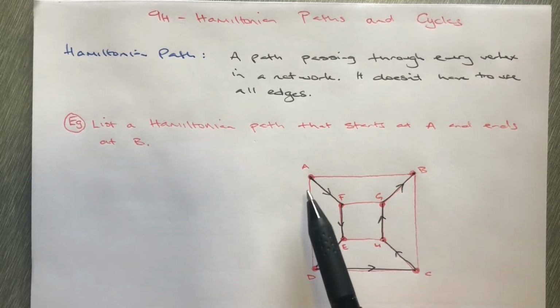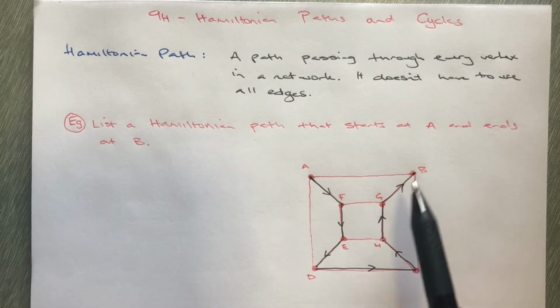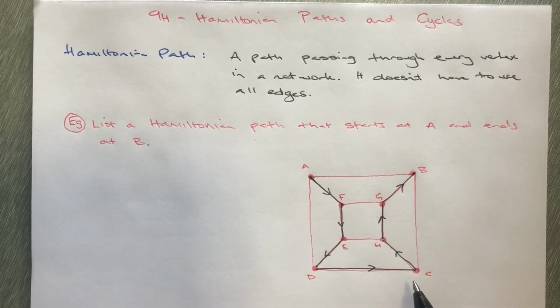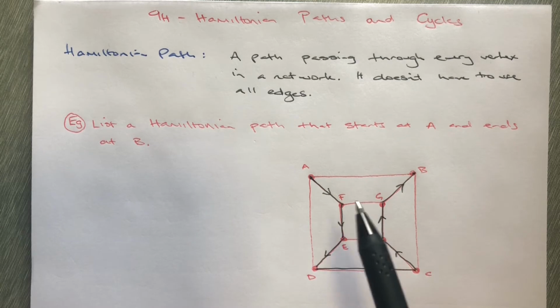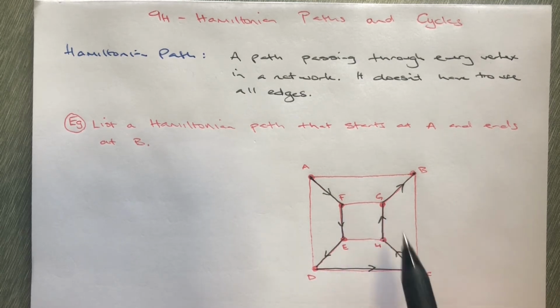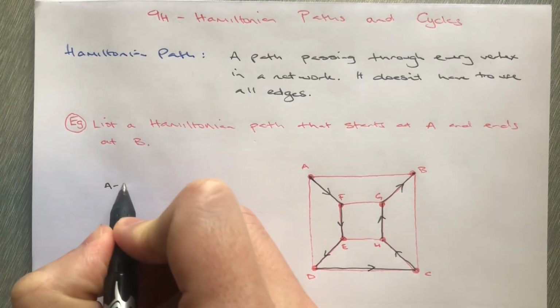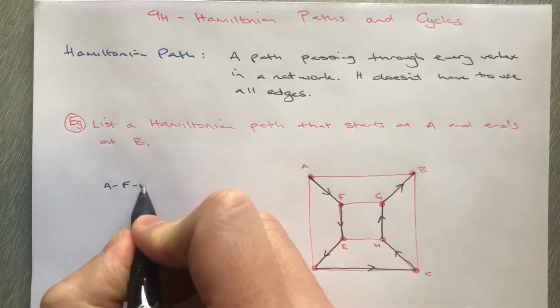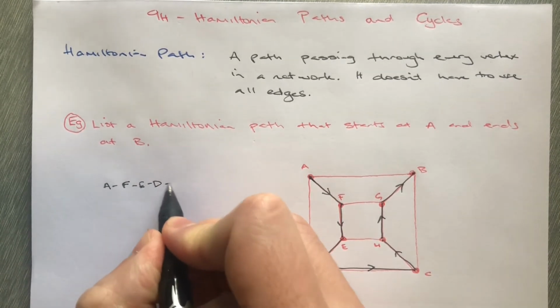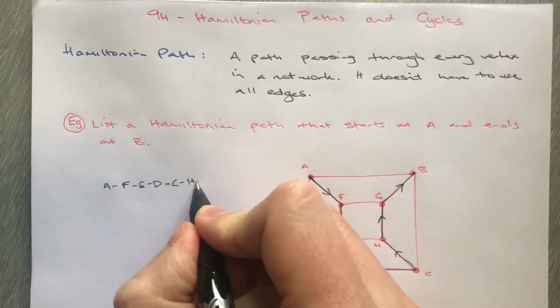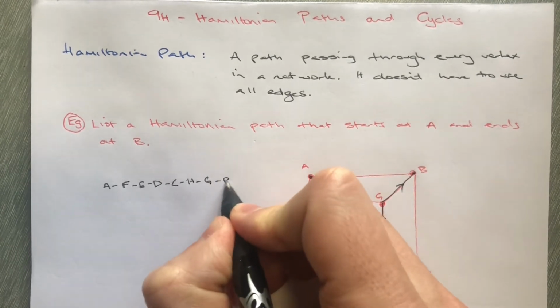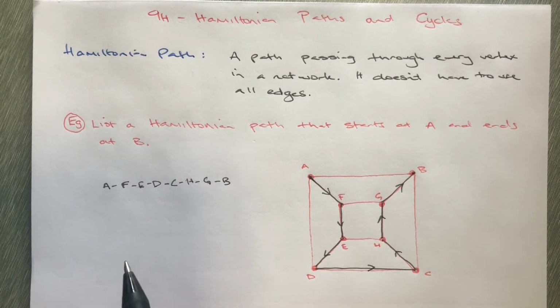So can you see that we've started at A and ended at B, and we've touched every single one of those vertices. We didn't have to touch the edges. So there's a few that we haven't touched, which is totally fine. Now it asks for us to list that path. So I'm going to list the letters that I went between. I started at A, then went to F, then E, then D, then C, then H, then G, and then B. So there we go. That's the list showing the path that I took to make that Hamiltonian path.